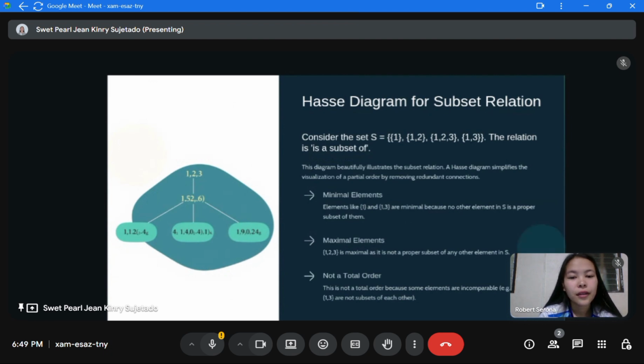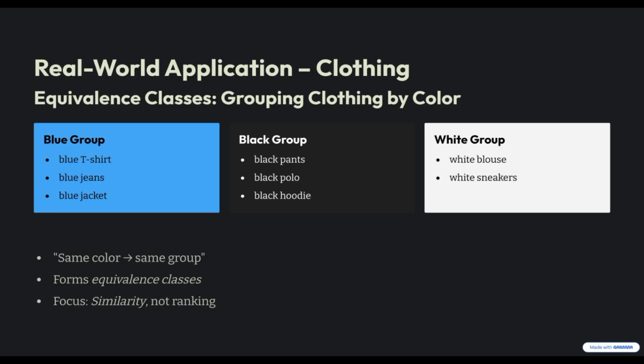So here is another real-world application, like clothing. We group this by color. So here we organize clothing by color. All blue items go together, all black items go together, and so on. We're not saying one group is better than the other, we're just grouping the items that share the same characteristic. Equivalence relation: same colors to same group.